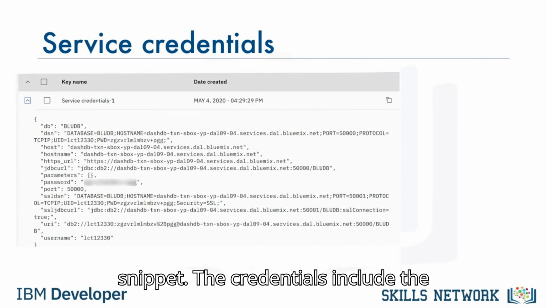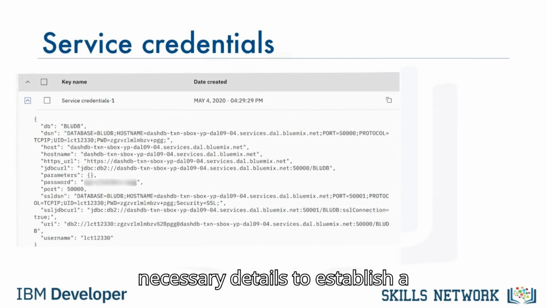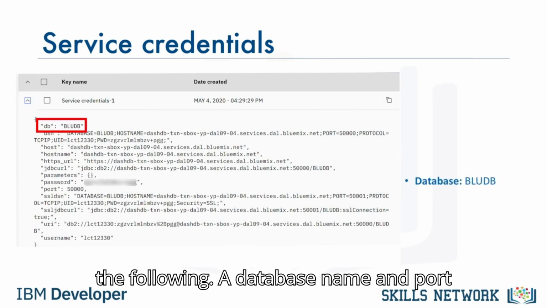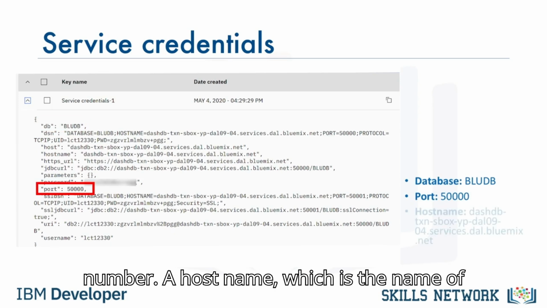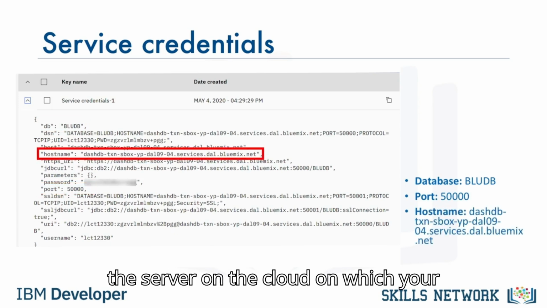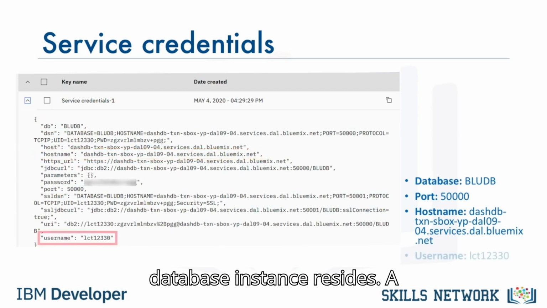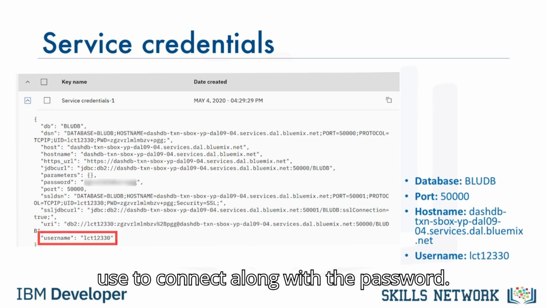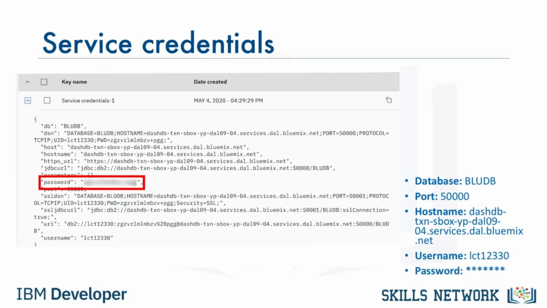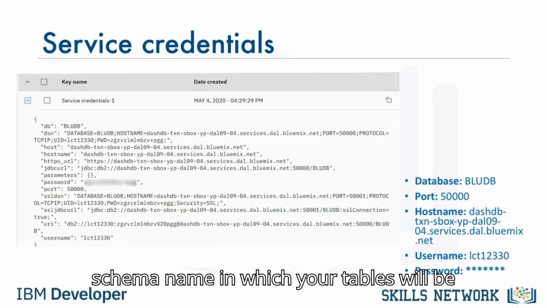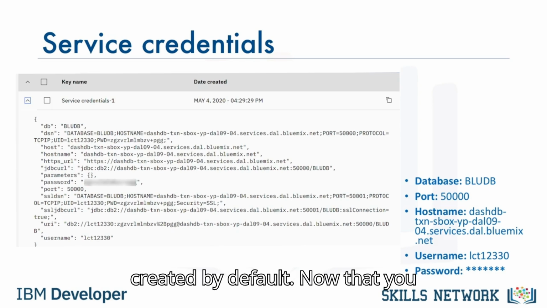The credentials include the necessary details to establish a connection to the database and include the following: a database name and port number, a host name, which is the name of the server on the cloud on which your database instance resides, a username, which is the user ID you'll use to connect, along with the password. Note that your username is also the schema name in which your tables will be created by default.